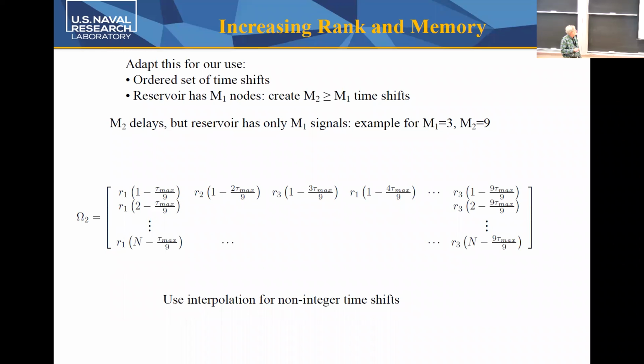Now, if we have M2 delays, but the reservoir has only M1 signals, for example, like this, I'll just repeat reservoir signals. So here we have time shift 1, 2, and 3. And then for time shift 4, I'll repeat the first reservoir signal and so on. So I'll just fill up this matrix and I'll use interpolation for non-integer time shifts.